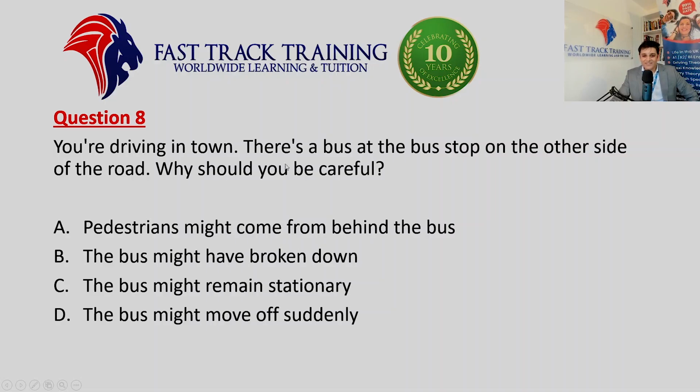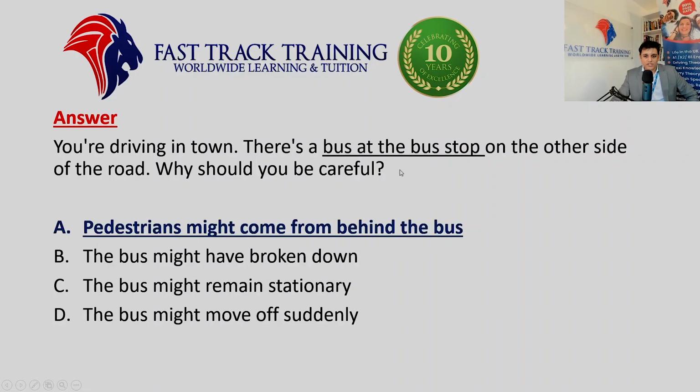You're driving in town, there's a bus at the bus stop on the other side of the road. Why should you be careful? Pedestrians might come from behind the bus, the bus might have broken down, the bus might remain stationary, the bus might move off suddenly. So it's more about pedestrians. If you're at a bus stop, it's always pedestrians. Bus stop, pedestrians. Bus stop, pedestrians. Why? Because pedestrians can come from in front of the bus or from behind the bus.